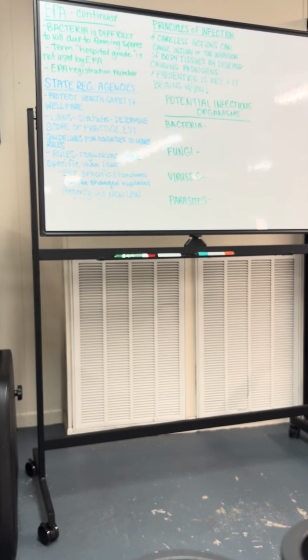So the principles of infection. Careless actions can cause injury or the invasion of body tissues by disease-causing pathogens. Prevention is key, and it begins with you. We haven't got to it yet, but a big thing in this chapter is universal precautions. You just assume that everybody has some kind of bloodborne illness. If you treat cleanup like everybody is a potential carrier, then you won't spread it anywhere.